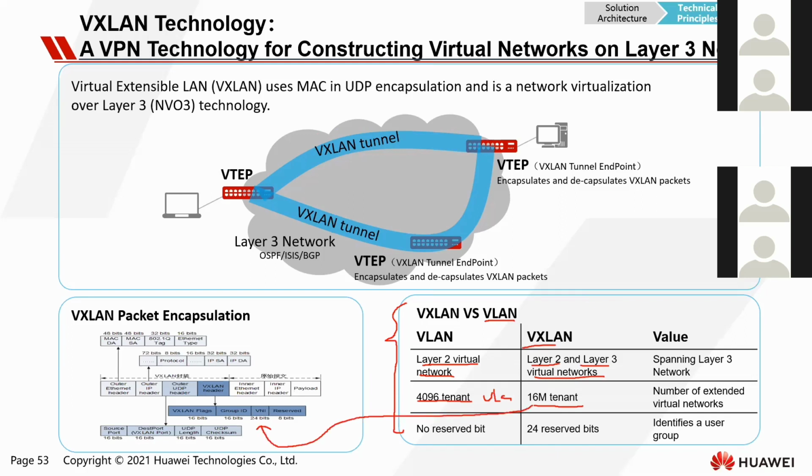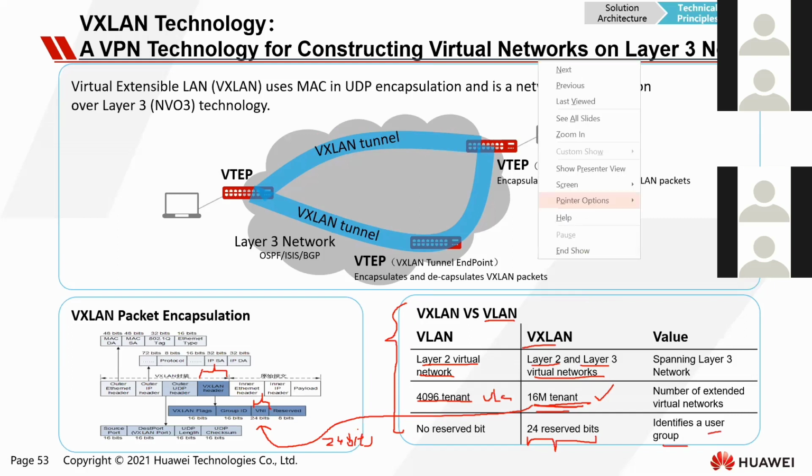Here, you can see we have the VXLAN header, and inside the VXLAN header, we have the VNI. You can see that this VNI has 24 bits. If you know how to calculate 24 bits, it means that we can support up to 16 million tenants. So this is one of the major benefits of VXLAN. We can support more than 4096 tenants. And besides this, we have additional reserved bits in VXLAN to identify user groups.